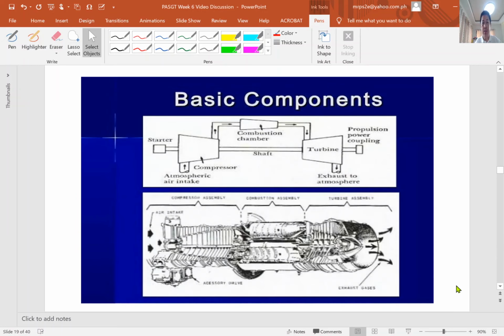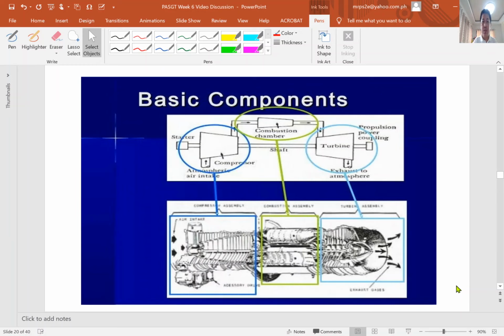So these are the basic components. We already discussed this one before, so just review our previous video. That's this one, the basic components. Just put this one in your mind. These are the basic components of the gas turbine.